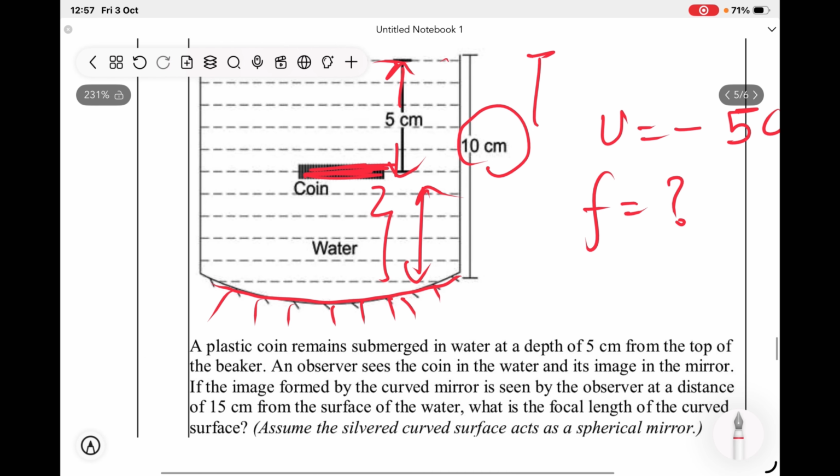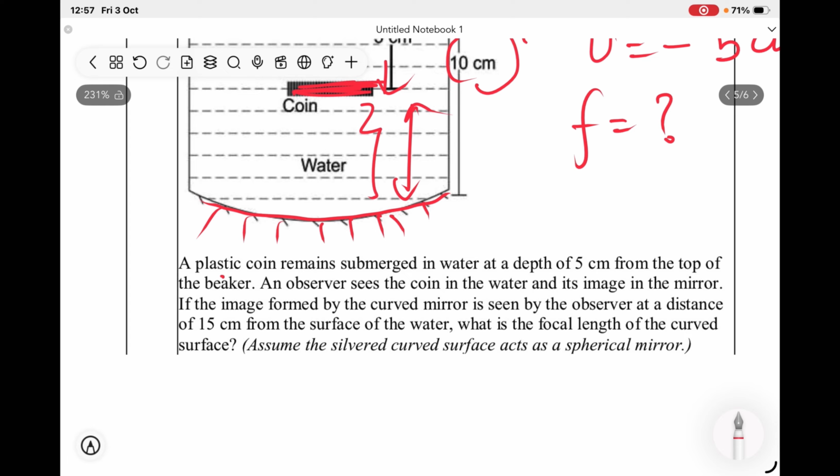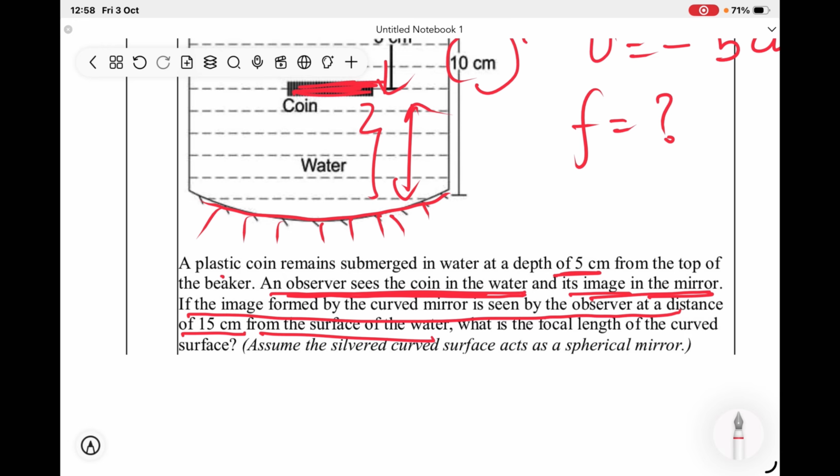So we have to read this very carefully. The plastic coin remains submerged in water at a depth of 5 centimeter that we have considered. An observer sees the coin in the water and its image in the mirror. If the image formed by the curved mirror is seen by the observer at a distance of 15 centimeter from the surface of water. So the observer is seeing the image at a distance of 15 centimeter from the surface of water.